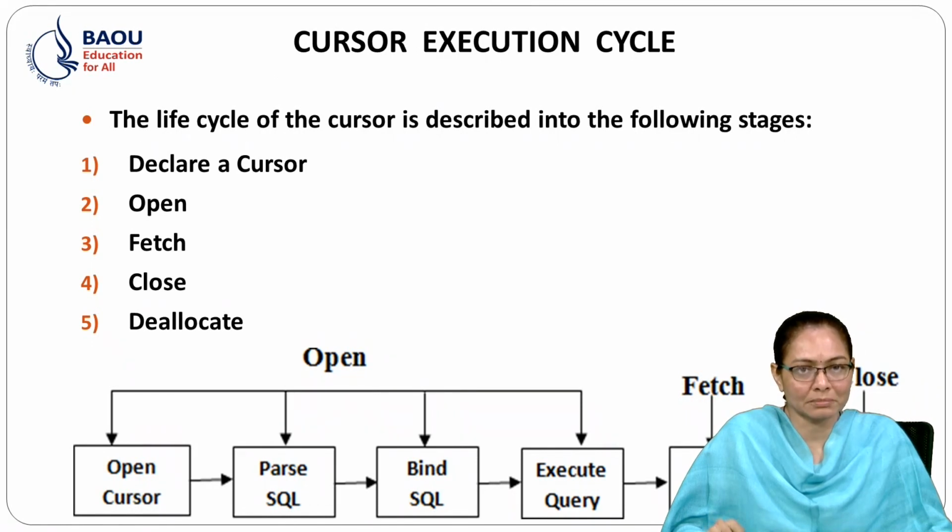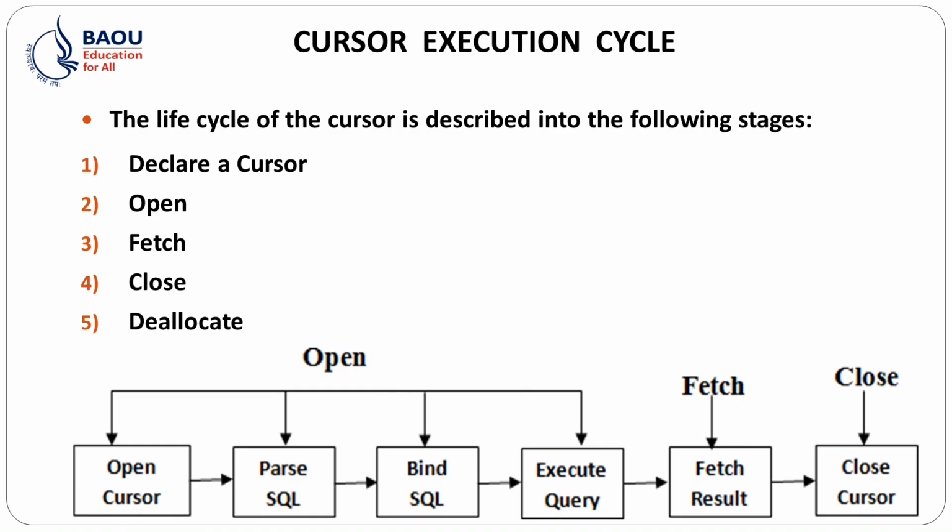See in the diagram, the activity carried out by the server in the key phases. See, the open phase is used. In this phase, the memory is allocated for the cursor processing. The select statement is parsed, the variables are bound, the select query is executed, and finally the pointer moves to the first record. So open cursor is used for this.